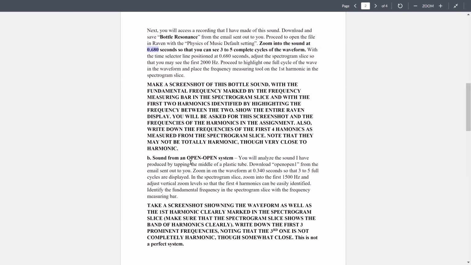Then you're going to download and open the open-open system sound, going over to 0.340 seconds. Again, you're going to zoom into 3 to 5 full cycles, and then zoom into the first 1500 hertz in the spectrogram slice. Adjust your vertical zoom levels, all that stuff, so you've got a nice view of the spectrogram slice, and the first 4 harmonics can easily be identified.